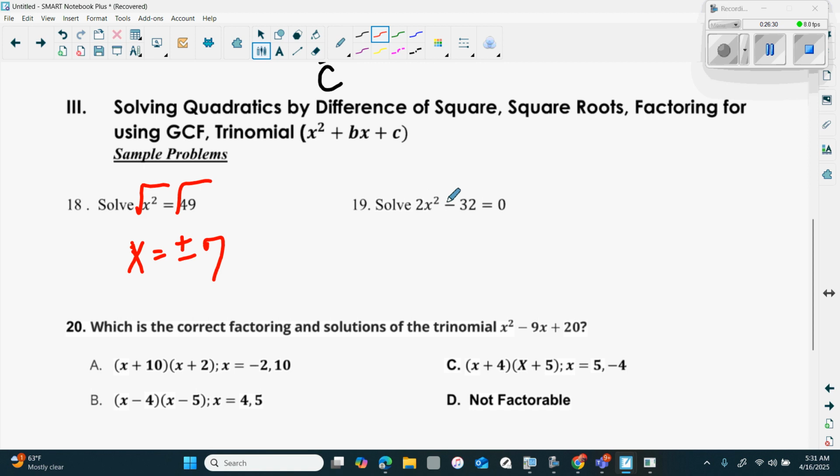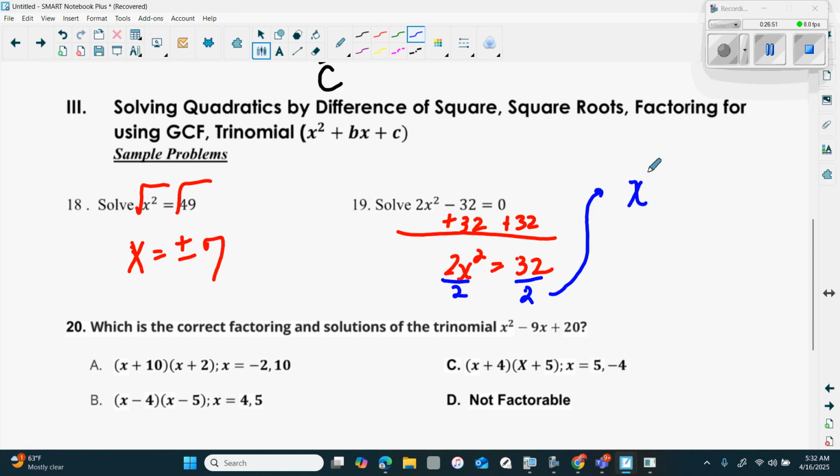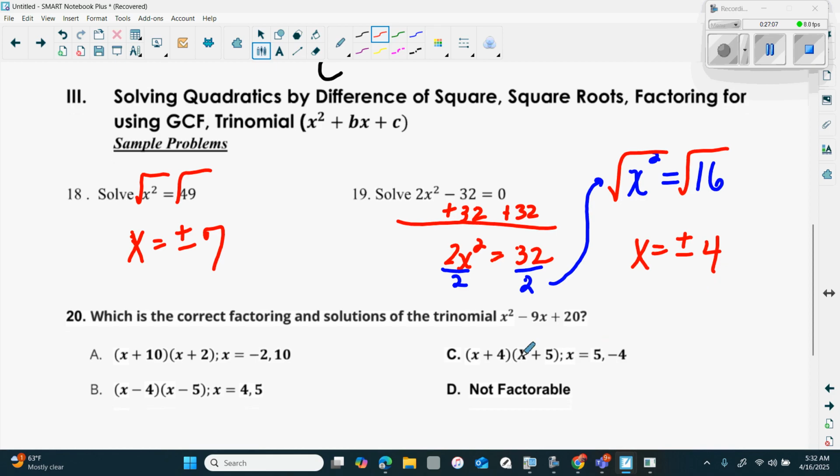Now, in a problem like this, taking the square root, I can't because this x term is not isolated. So I first have to add the 32 on both sides. 2x squared equals 32. But then I still have to isolate the x squared, so I have to divide by 2. So now I have x squared equals 16. And then I'm taking the square root. So x here is a plus or minus 4. Okay.